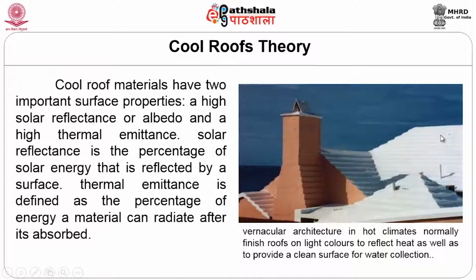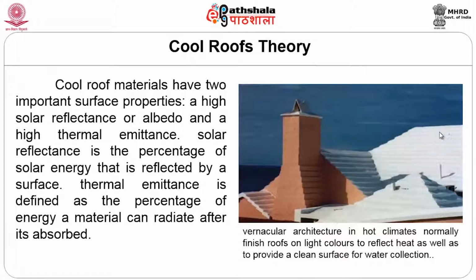Cool roofs theory. Cool roof materials have two important surface properties: a high solar reflectance or albedo and a high thermal emittance. Like you can see here, in vernacular architecture in hot climates, the finished roofs are in light color, which will reflect the heat, as well as provide a clean surface for water collection because it's serrated or corrugated. So any dust that is there will settle and only the clearer water will come down.